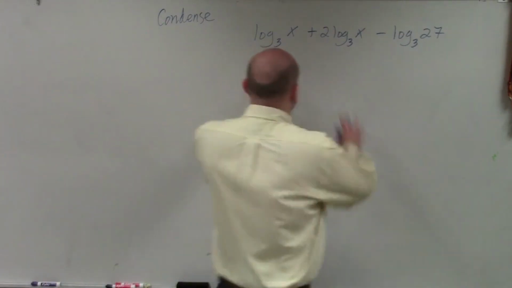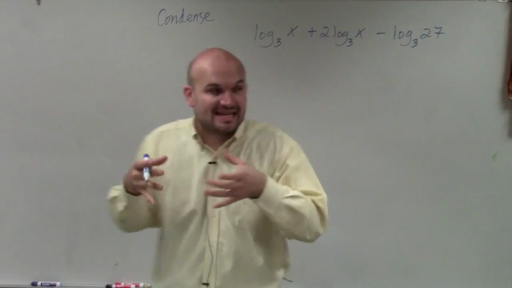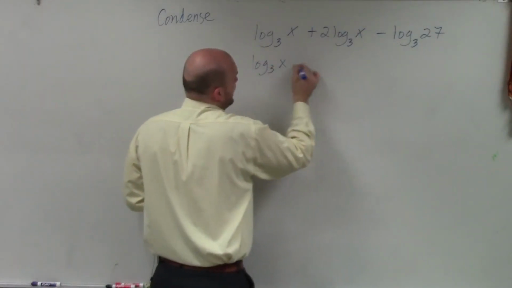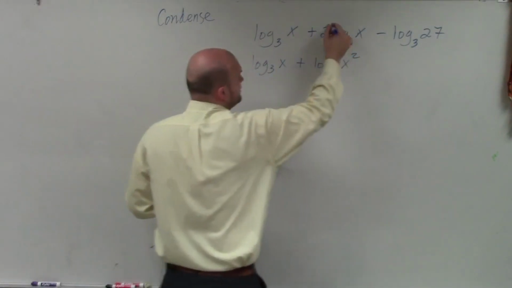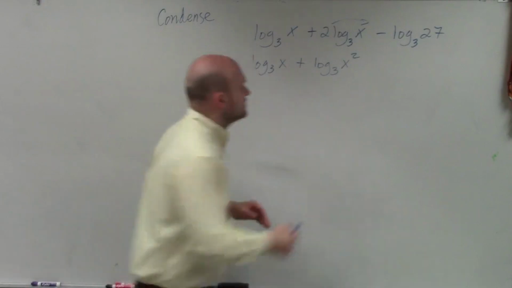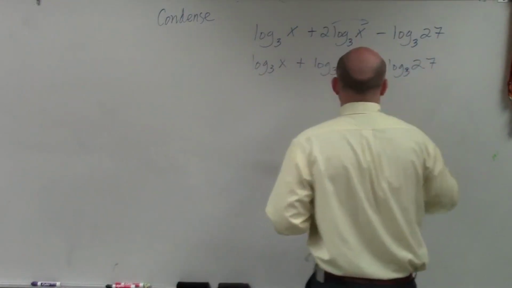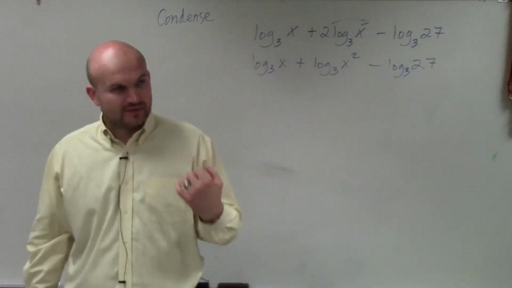Main important thing, guys, is I see a number in front. Whenever you see a number in front and you're trying to condense, then we know that we can rewrite that as log base 3 of x plus log base 3 of x squared, right? You take the 2 and you bring it up top, minus log base 3 of 27. Now, there's a couple things that we can go ahead and do with this, all right?